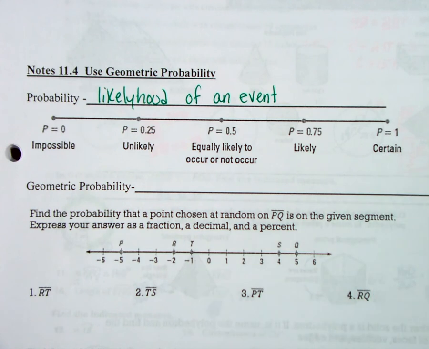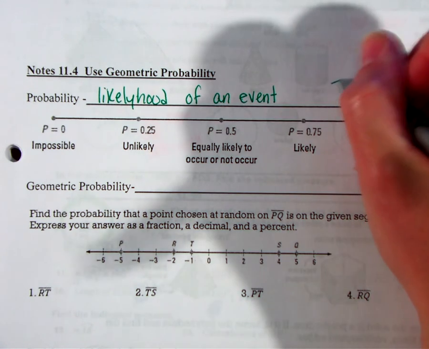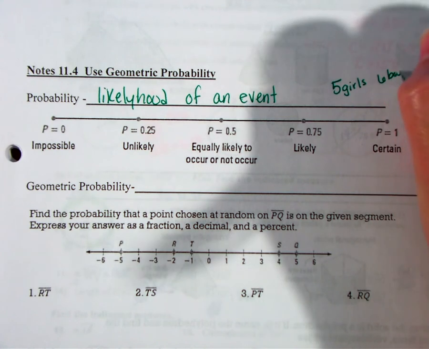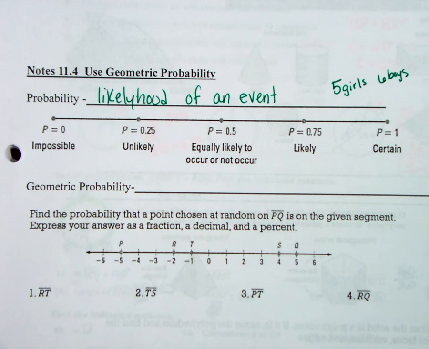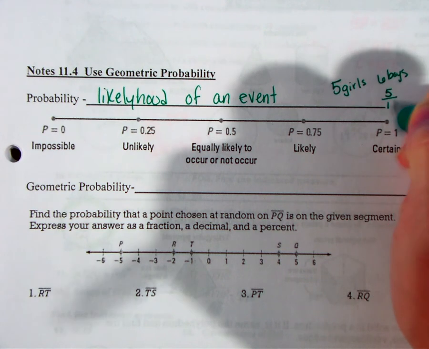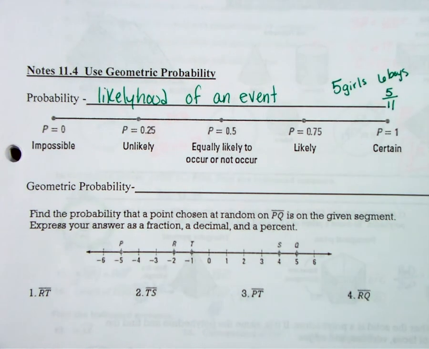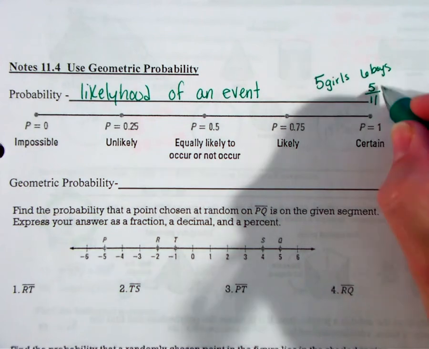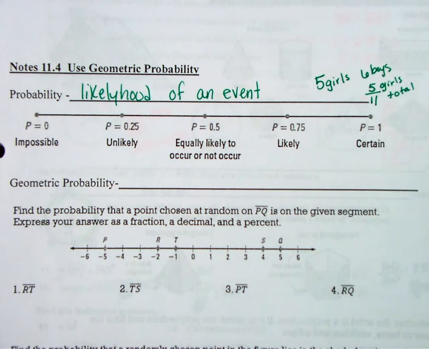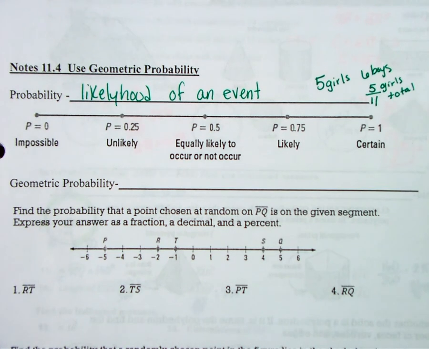So what you're most familiar with, though, is if there are 5 girls and 6 boys, and I put them all in a sack and mix them up, what's the probability that I pull out a girl? So that would be 5 over 11. Right? So what you do is you put your girls over the total. Okay, so that's probably something that you're more used to, probability not being in geometry, but in other situations.